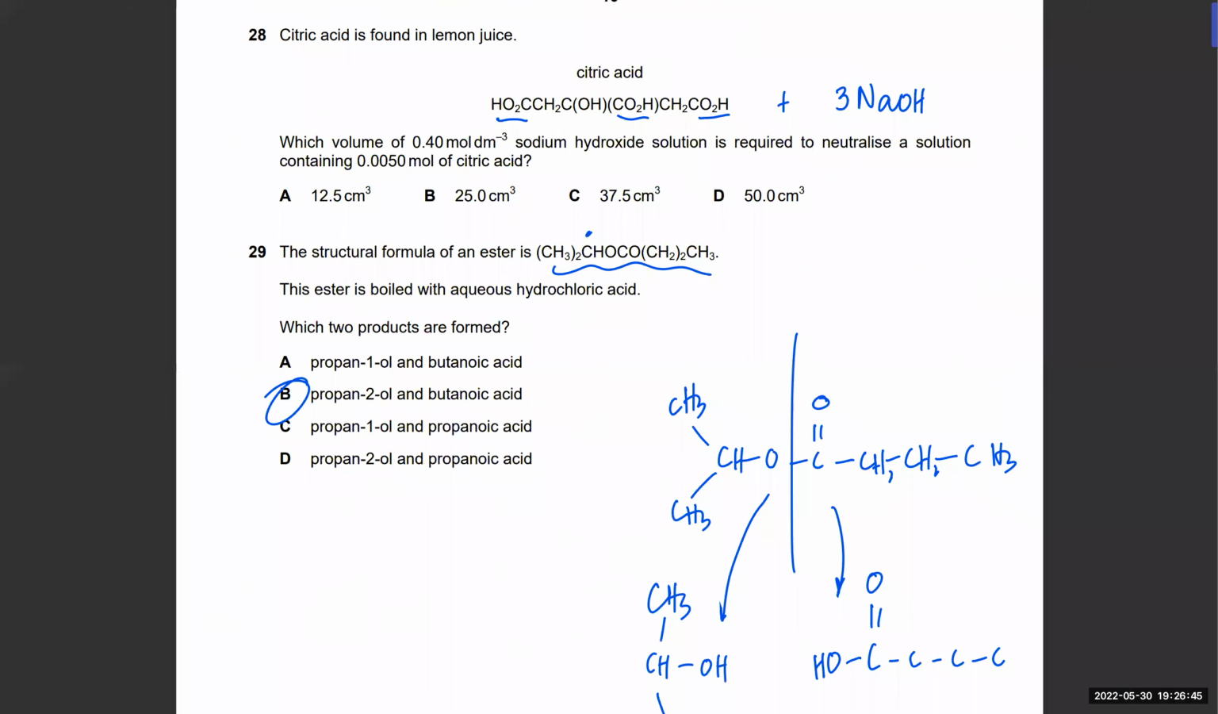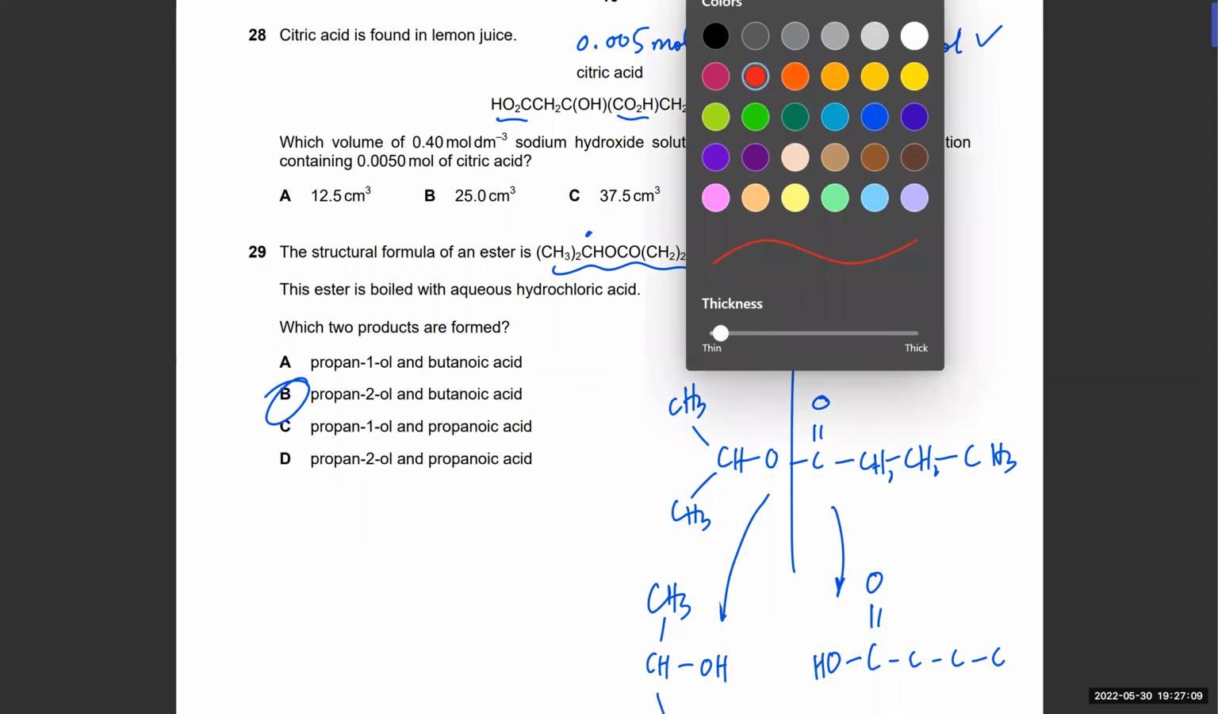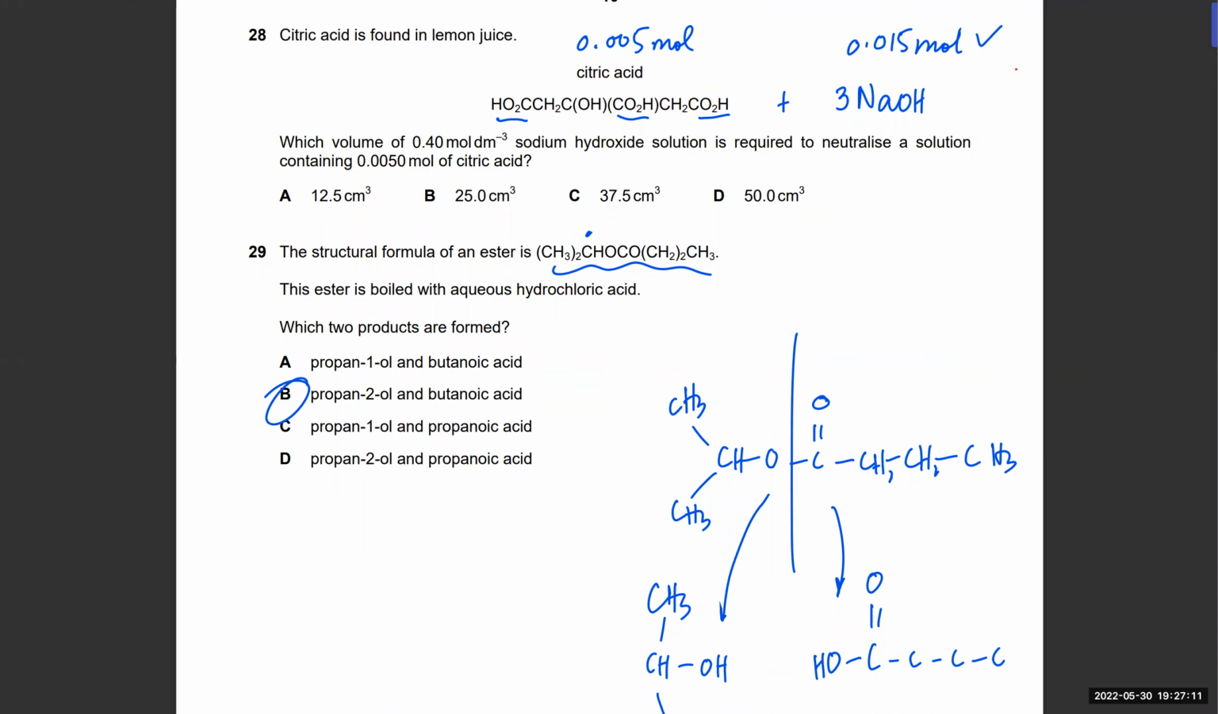So it's 1:3. The question says you got 0.005 moles of citric acid. So the moles of NaOH would be 3 times that, right? So it's going to be 0.015 moles. Is this clear? Yes. So we got 0.015 moles.